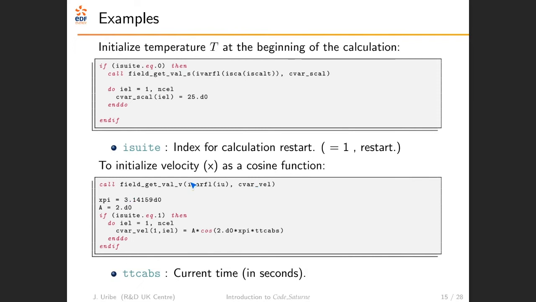And here's another example of how to do the same thing for the velocity, but in this case it would be a vector, and in this case you have something that changes in time. So this TT counts is the current time in seconds.